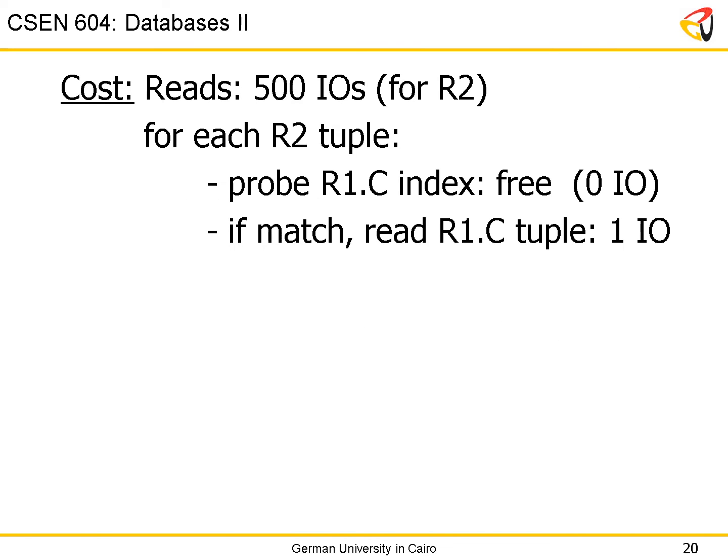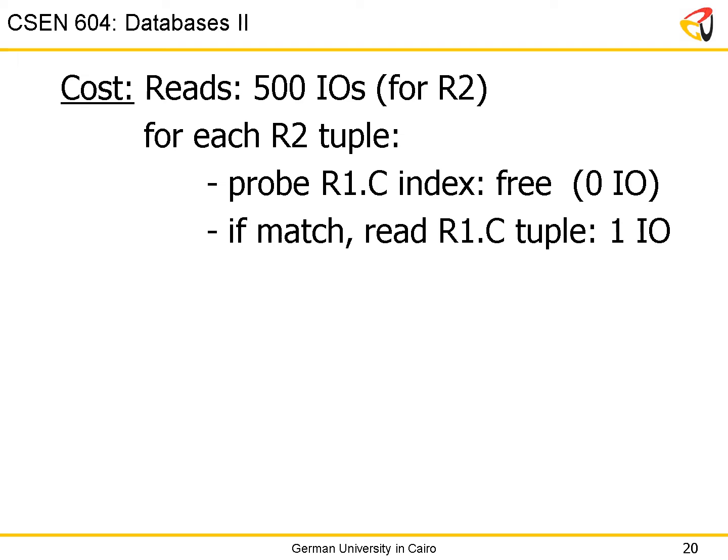So let's do some computations. Remember, R2 had 5,000 rows, 10 rows per page. So when we are saying it's contiguous, I will spend 500 IOs reading all of R2. Now, for each tuple I get from a specific page in R2, I will go and look up in the R1.C index. That's free because the index is in memory, so there's 0 IO cost.